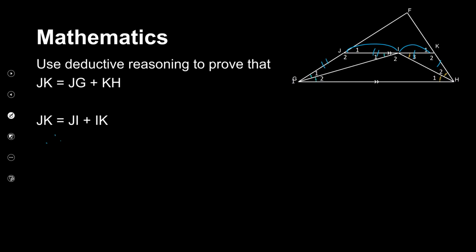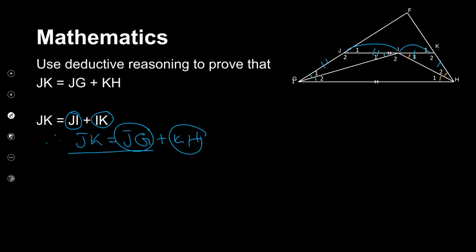So as a result, I will then say JK is equal to JG plus KH, not KG. Right, so KH. And you can even start by first mentioning that JI is equal to JG and then IK is equal to KH. And that's how you can then solve what the question is asking of us.